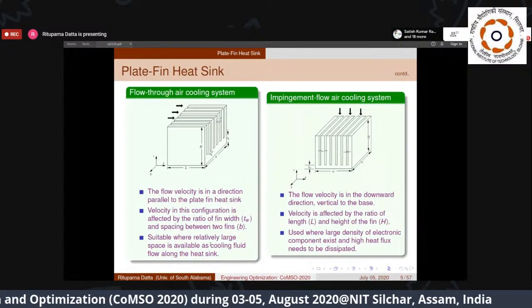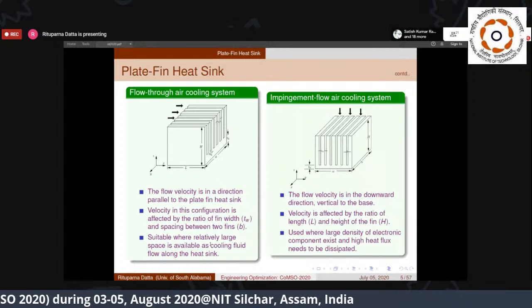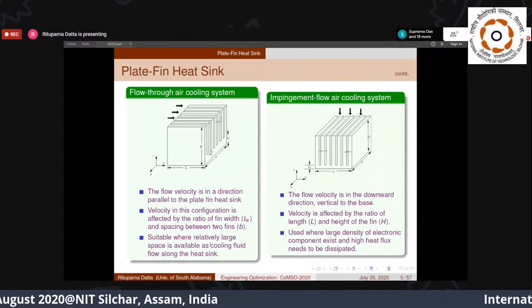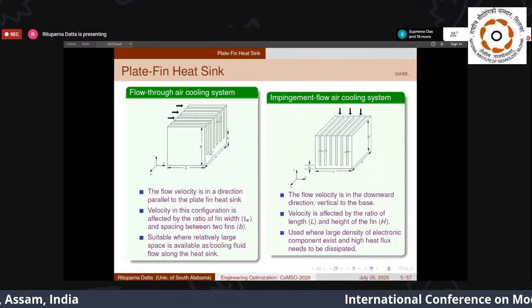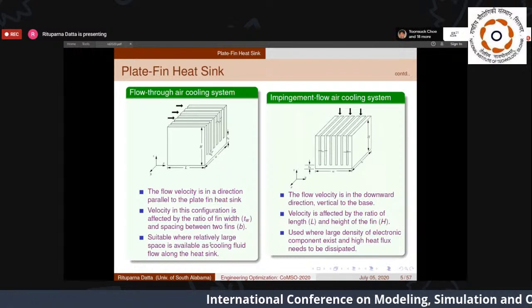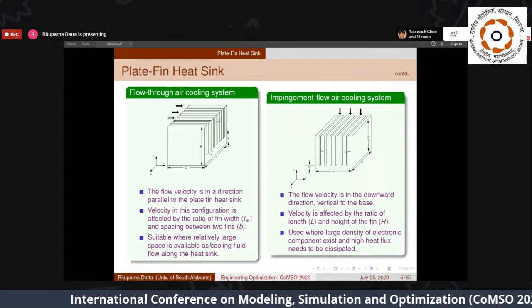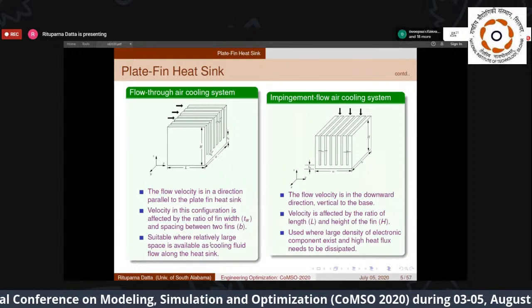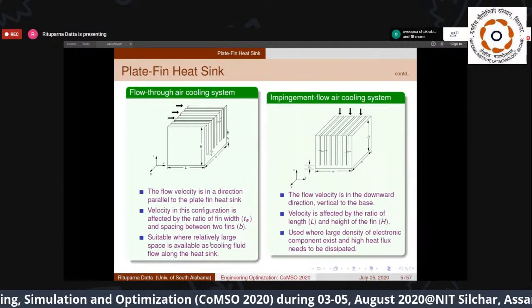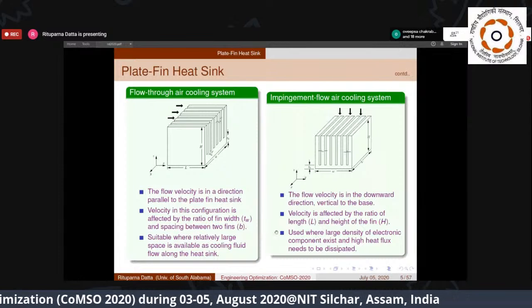So in one of the heat sinks, the flow is going horizontal or parallel to the plate fin heat sink, and in the other it is going in the vertical direction. And after designing, we will try to compare which is better.